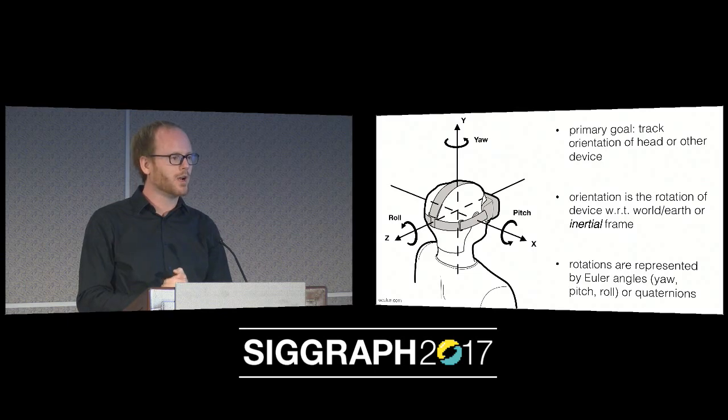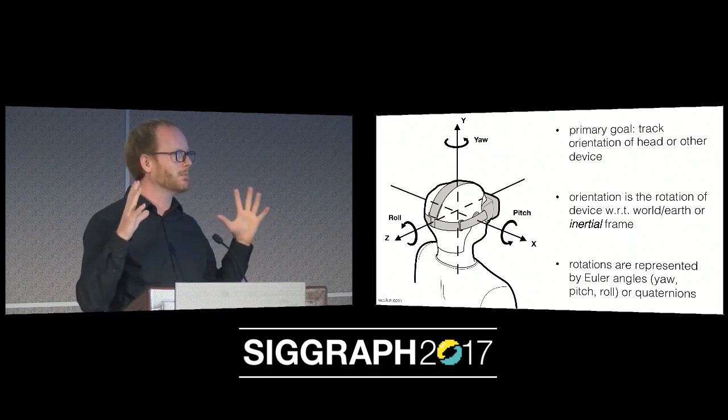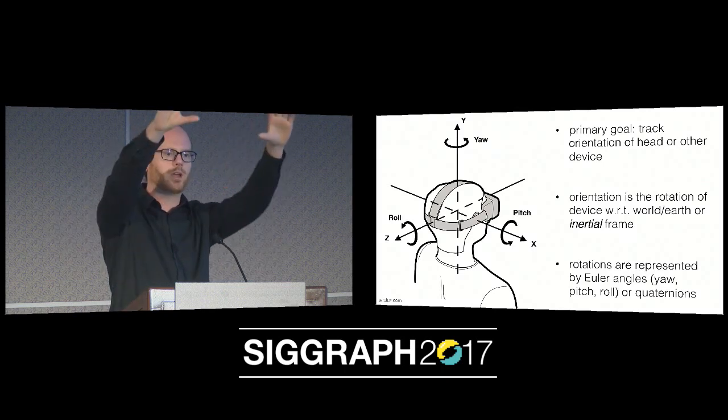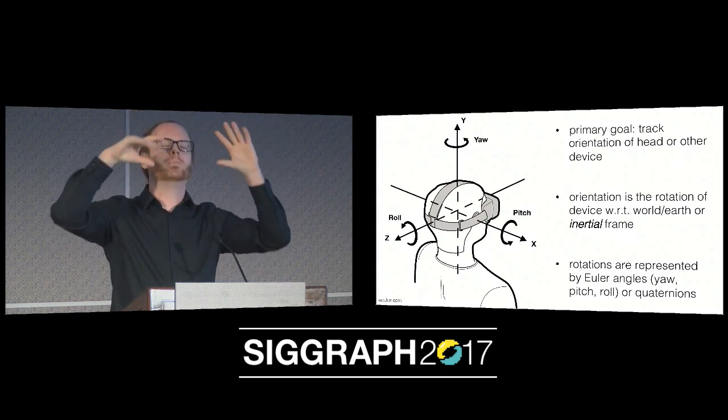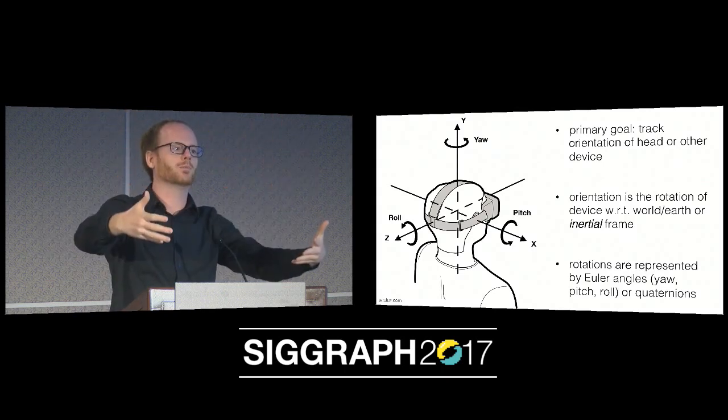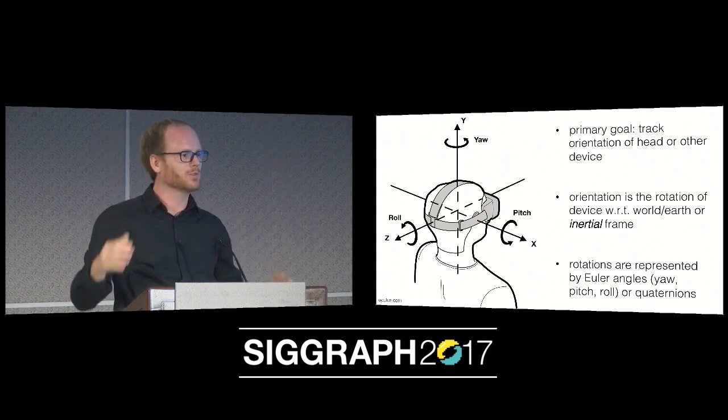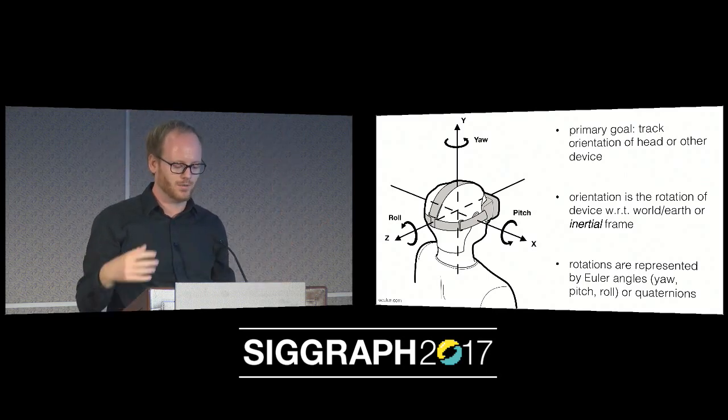So orientation tracking is useful for many things like controllers, but let's just think about it as the headset. We have an IMU on the headset, we look up, we want the virtual world to transform down so that we see a natural response of the computer graphics content with respect to our physical head motion.